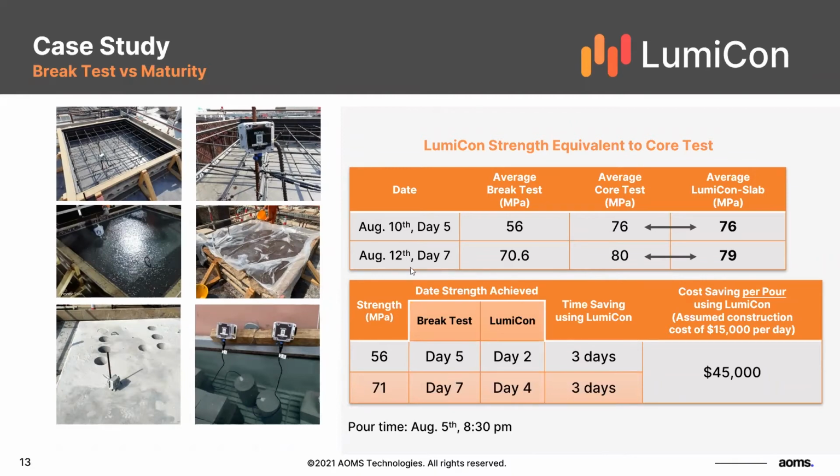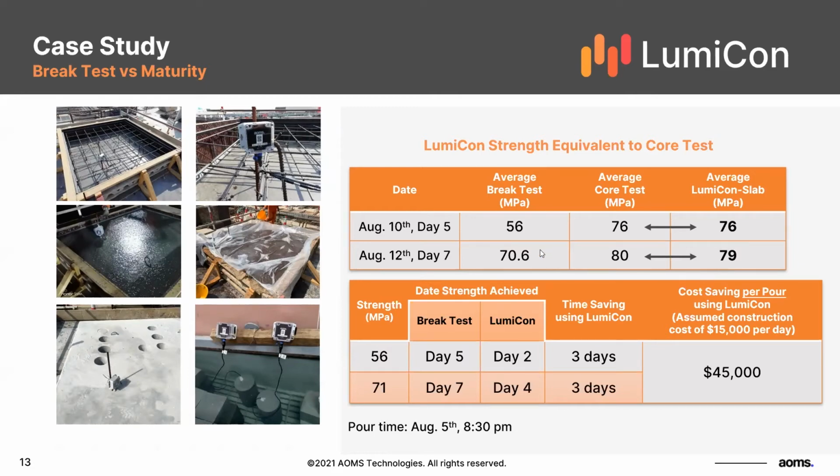On day 5, the break test was showing 56 MPa, whereas the core test was about 76 MPa. That's a 20 MPa difference in the data, which is a significant difference in the pace of curing. And again, you can see that the maturity method was on par with the core test. On day 7, the break test was 70 MPa, core was 80, and the maturity was 79.